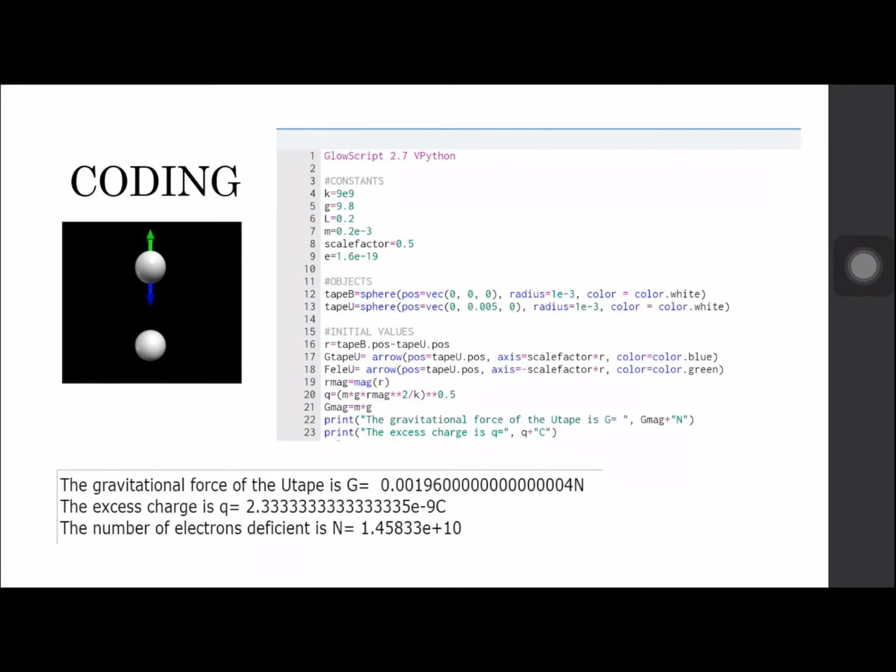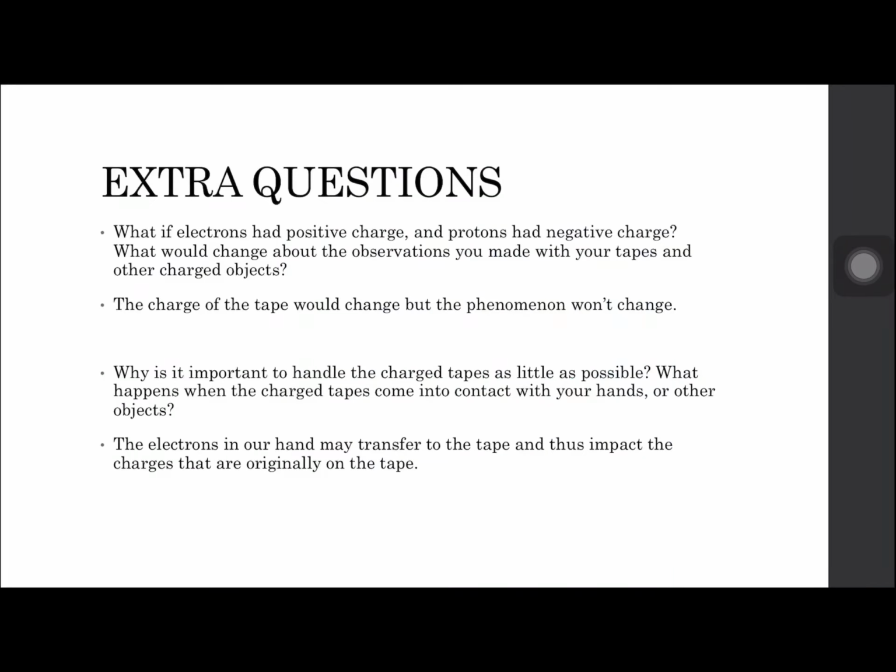For the coding part, basically I used the two white spheres to represent the two positively charged particles, and then the green arrow represents the electric force and the blue arrow represents the gravitational force on the U-tape. Then I used the code as shown in the slides to get the final answer.